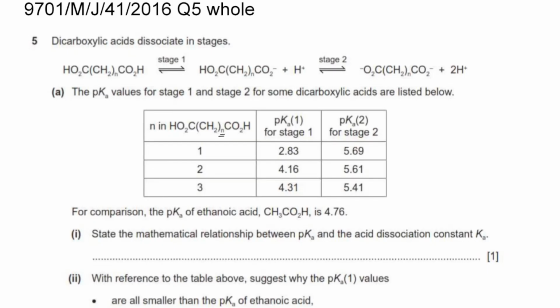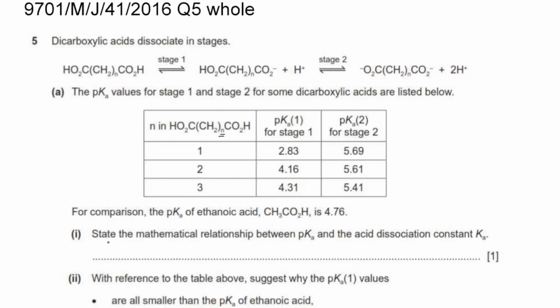Now we'll be discussing question 5 of year 2016, variant 4.1 MJ. So in this question, dicarboxylic acids dissociate in stages, stage 1 and stage 2, and we've been given those stages. The pKa values for stage 1 and stage 2 for some dicarboxylic acids are listed below. So let's have a look at the table. For comparison, the pKa value of ethanoic acid is 4.76. So let's proceed with the question.